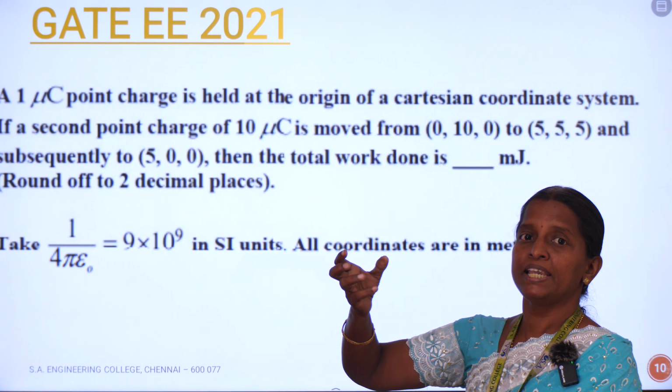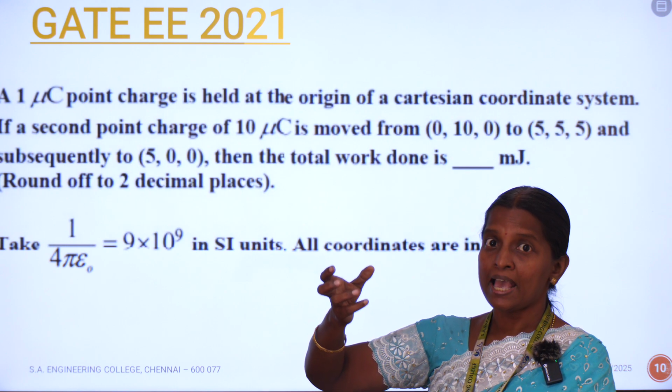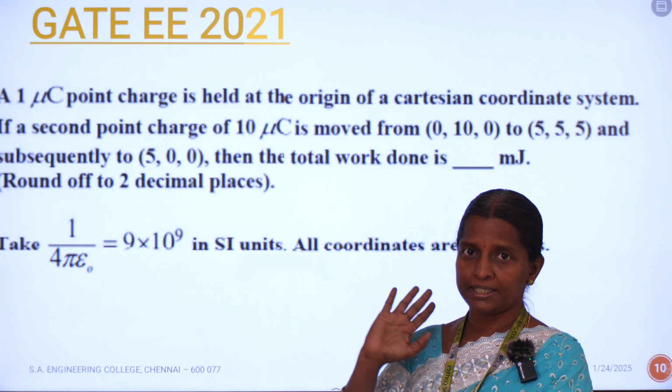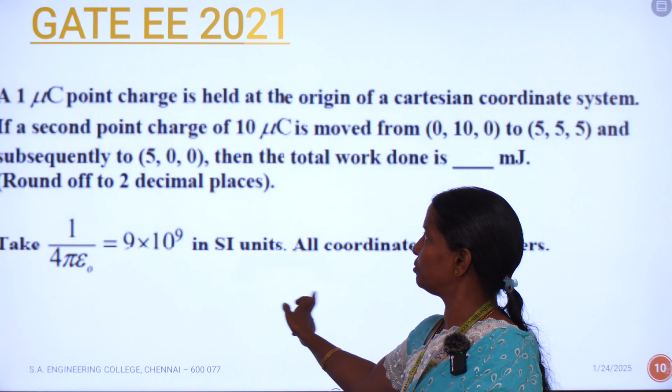5, 5: x equal to 5, y equal to 5, z is equal to 5. After that, it has to be placed at 5, 0, 0. What will be the work done? They are asking. Okay, so how to solve the problem?